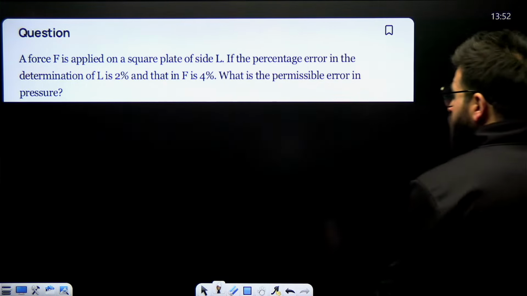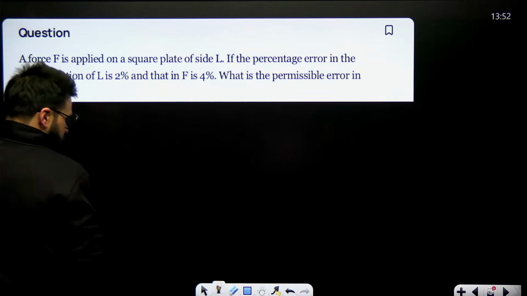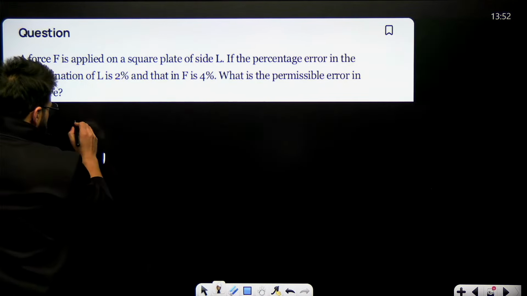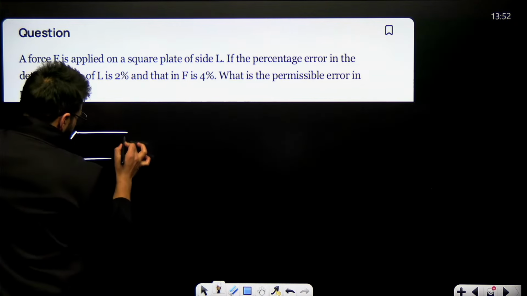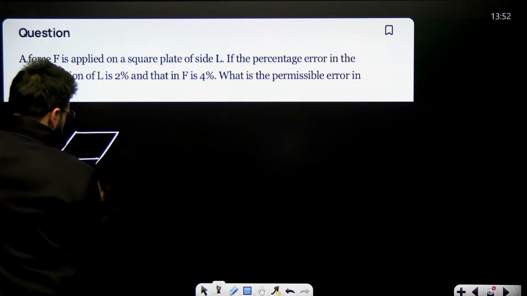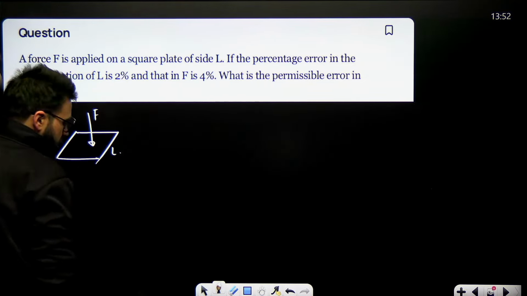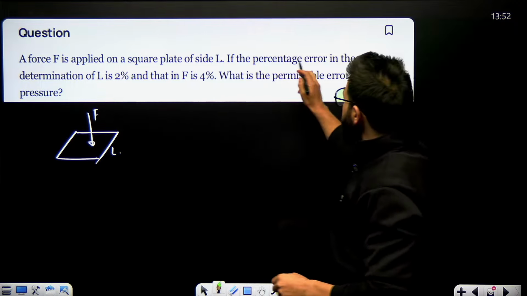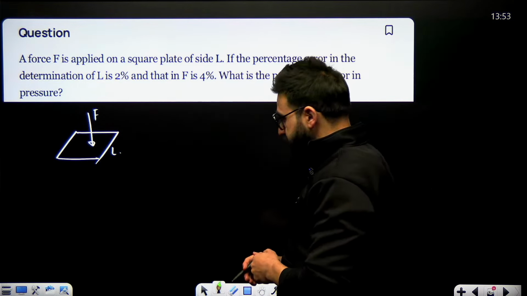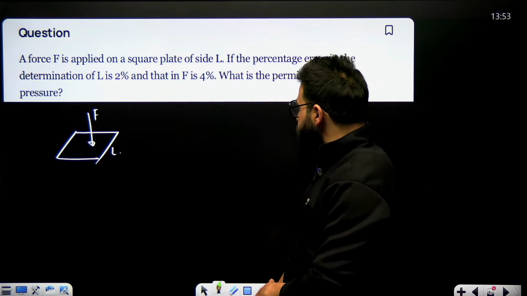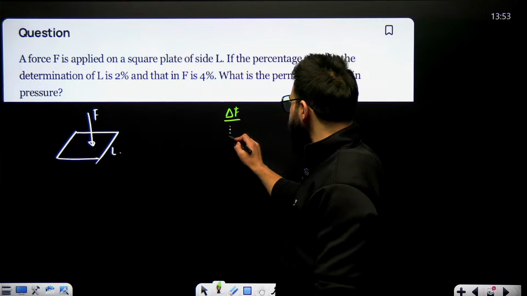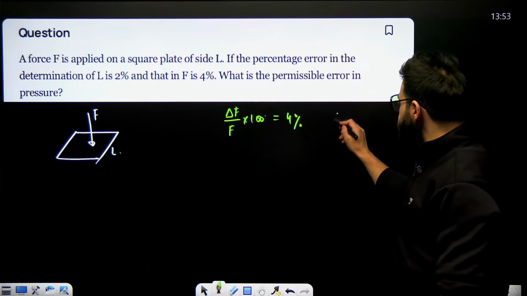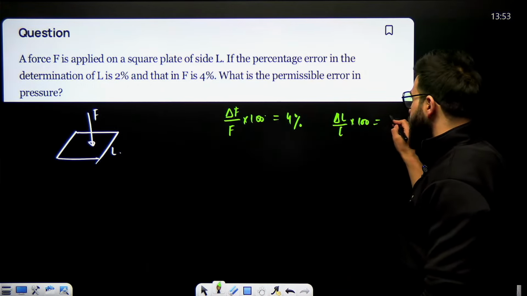Now take a look. A force F is applied on a square plate of side L. Let's suppose you have got a square plate of side L, and you are applying the force F. Whenever you apply the force on a plate, we say pressure is created. If the percentage error in the determination of L is 2%, and that in force is 4%, I can say delta F divided by F into 100, the percentage error in force, is given as 4%. And delta L divided by L into 100 is given as 2%.